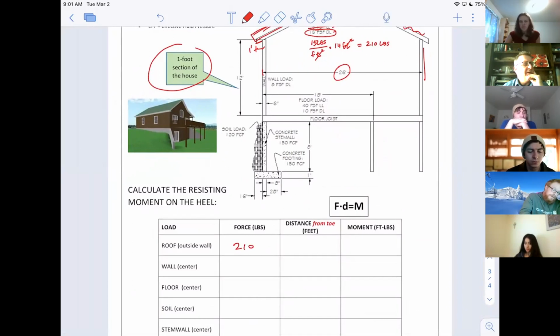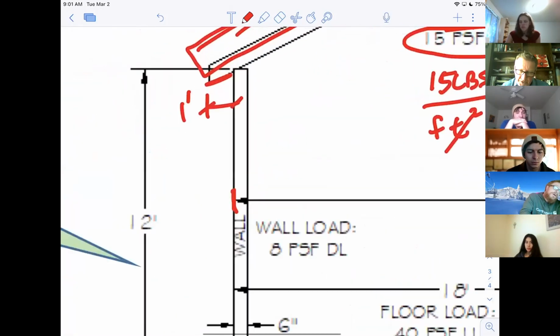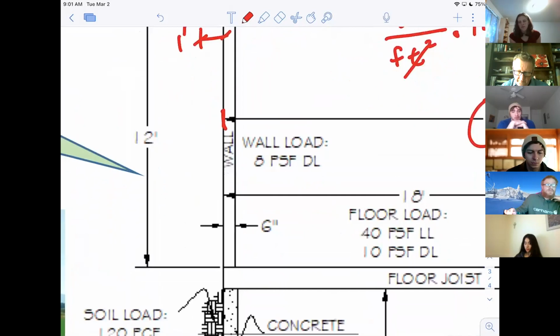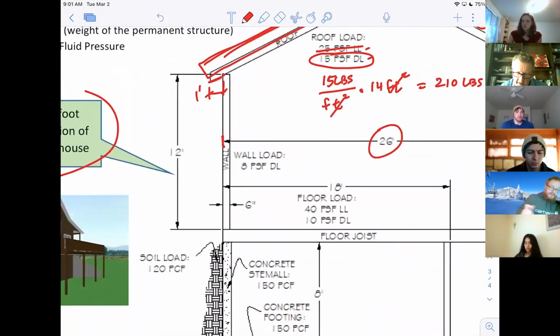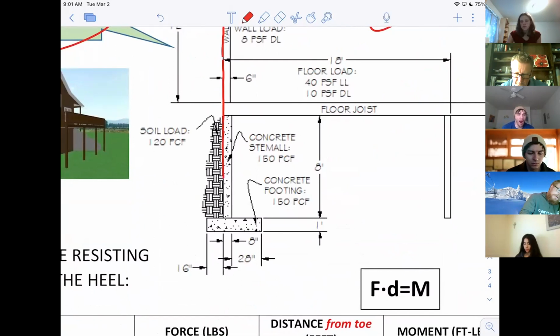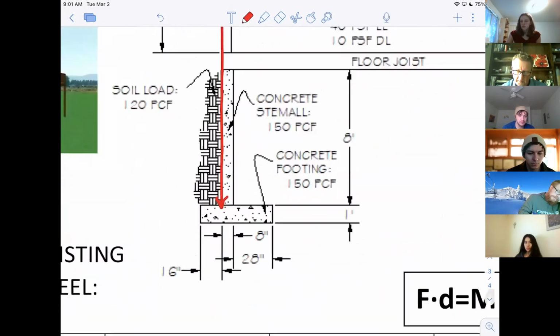Just for that 1 foot. Now, if you notice where that roof is attached, it's actually sitting on the outside wall, the outside of that wall right there. And so if you follow that all the way down, that's where that 210 pounds is acting, right there on the outside of that wall.